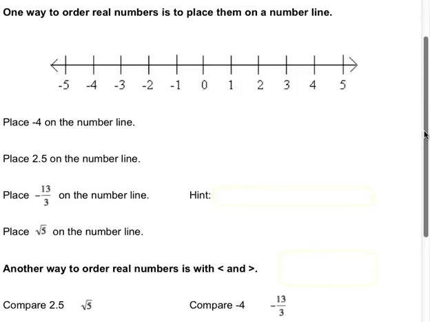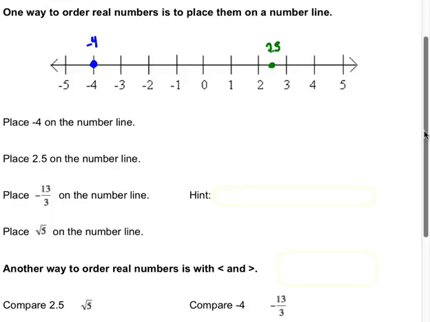So for example, if I want to place the number -4 on the number line, that's a pretty easy example, right? I can just put the -4 right there. Placing 2.5, well, 2.5 is going to be halfway between 2 and 3.